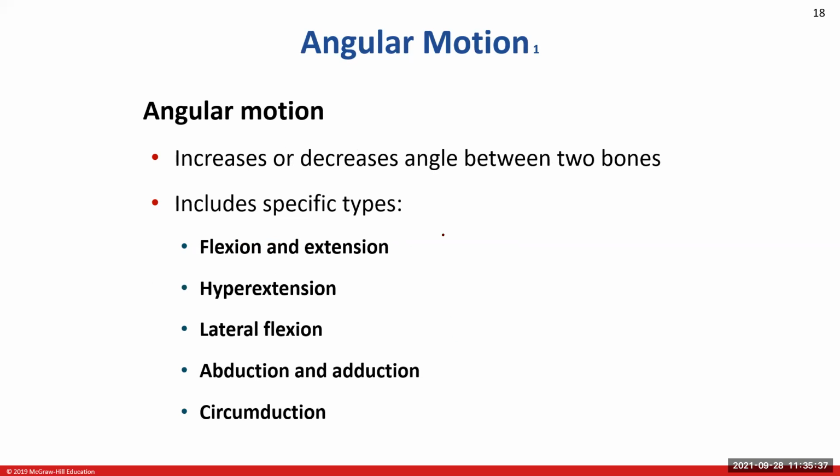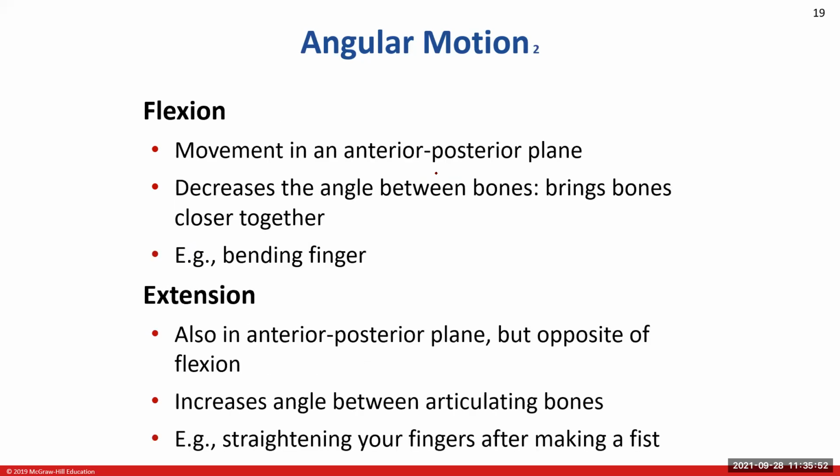When we're dealing with angular motion, we're dealing with the angles that are created between the two bones. It's real simple. Angular motion is either going to increase the angle or decrease the angle. It's taking you back to a little bit of geometry. So the first one is flexion. When we're dealing with flexion, you have to know which plane we're dealing with. We're dealing with the anterior posterior plane, so basically front to back.